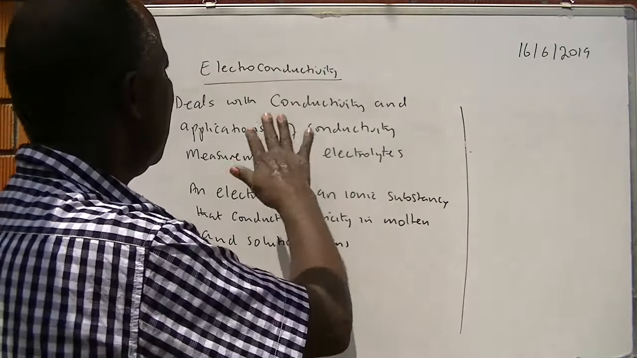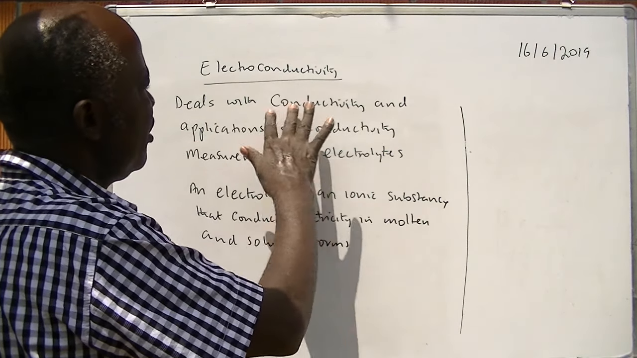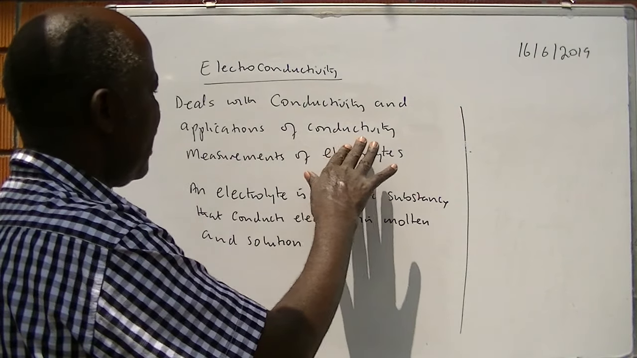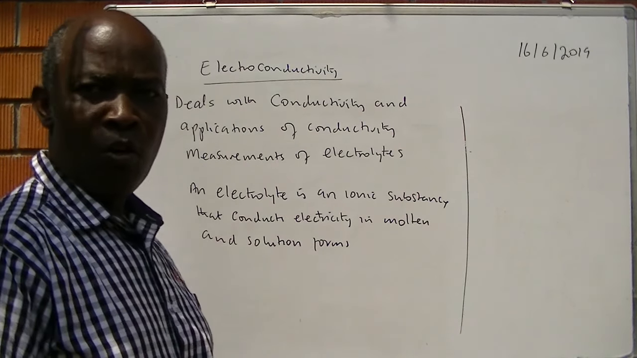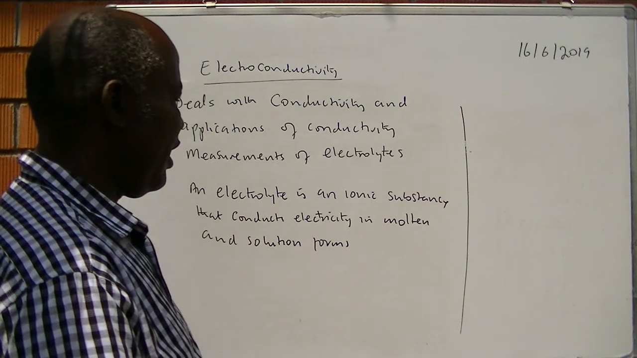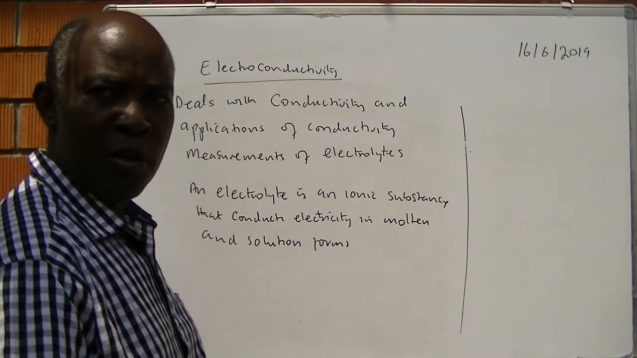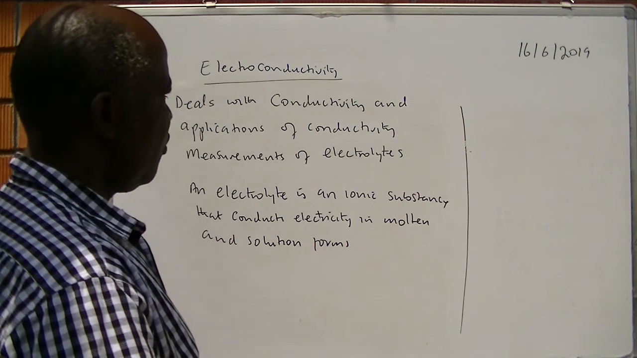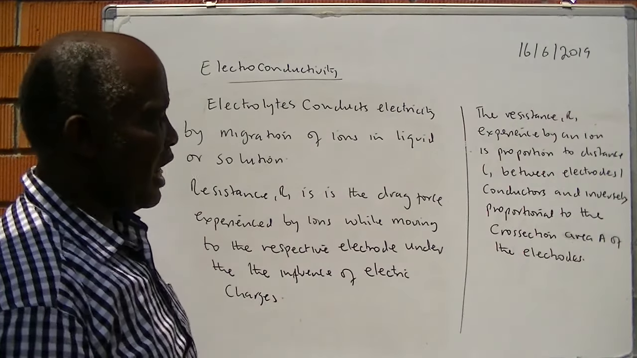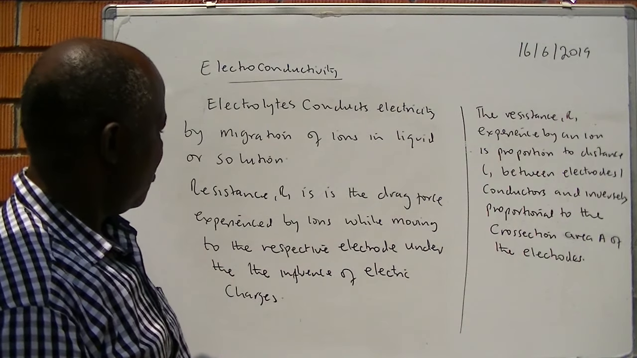Today, 16th of June 2019, we are going to deal with electro-conductivity. This deals with conductivity and applications of conductivity measurements of electrolytes. An electrolyte is an ionic substance that conducts electricity in a molten and solution form. Electrolytes conduct electricity by migration of ions in the liquid or solution form.